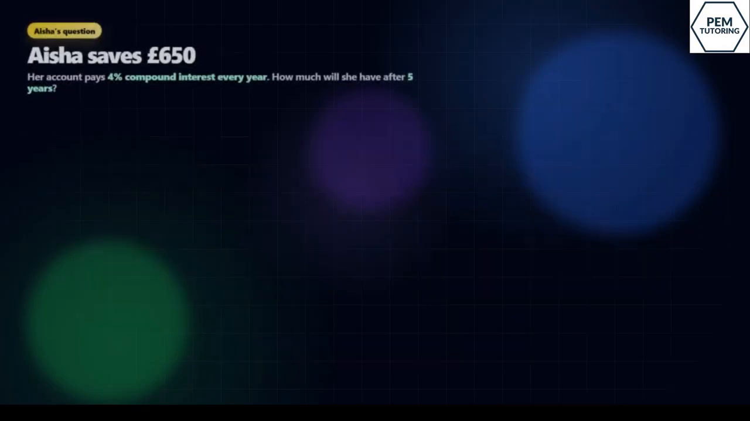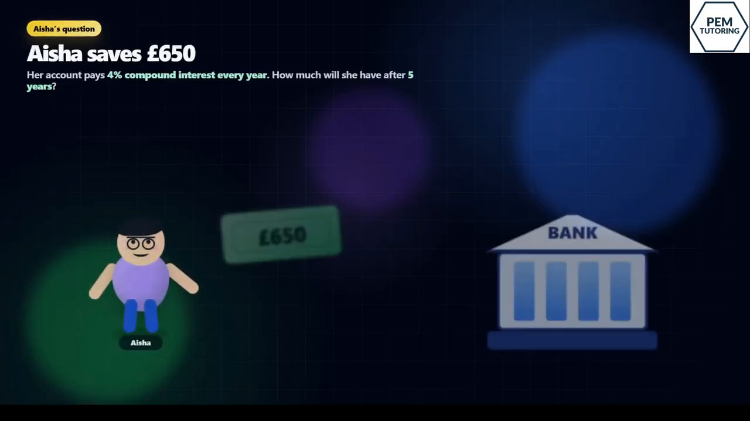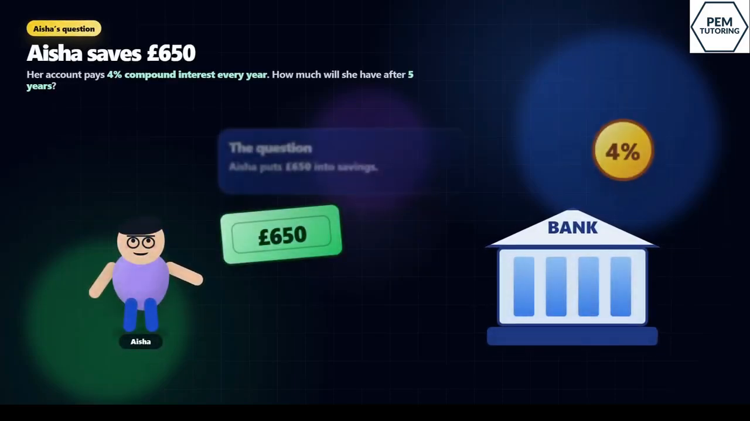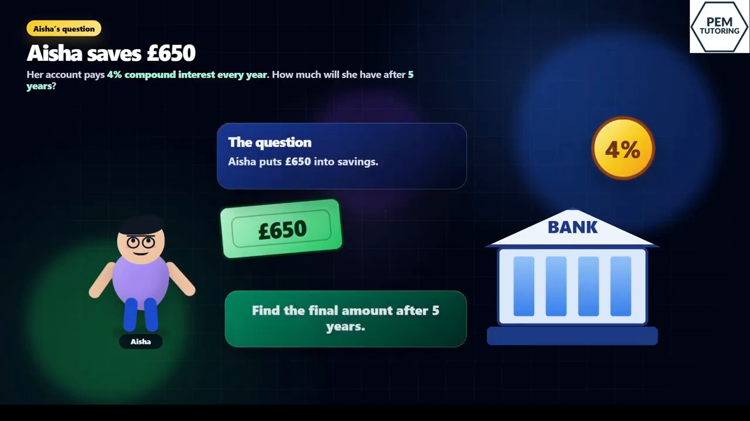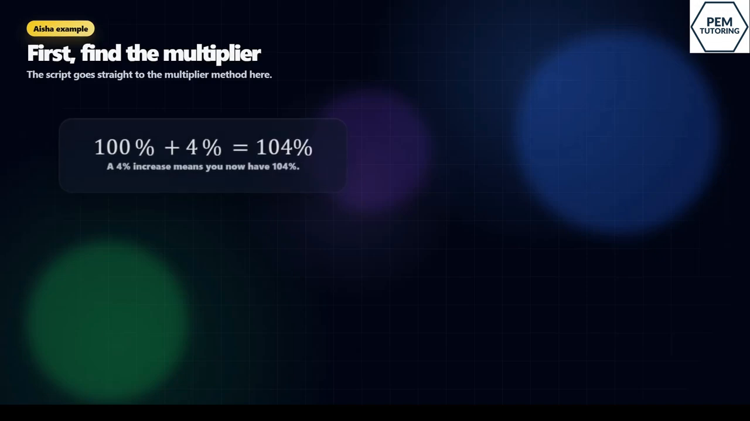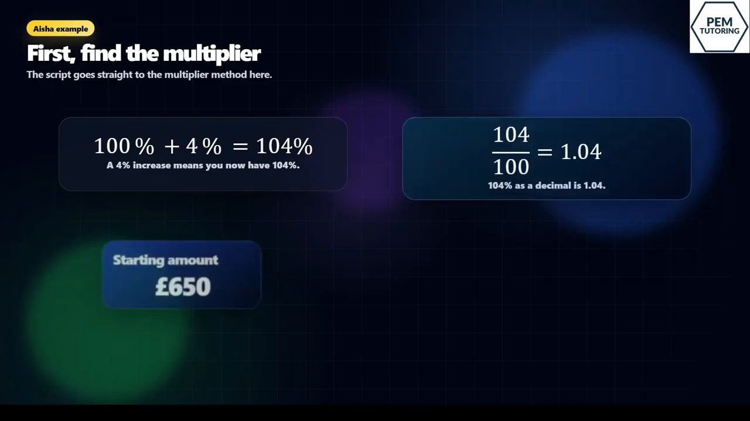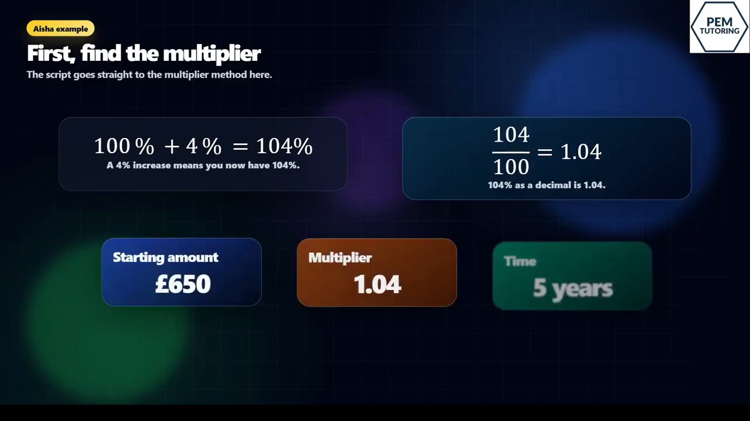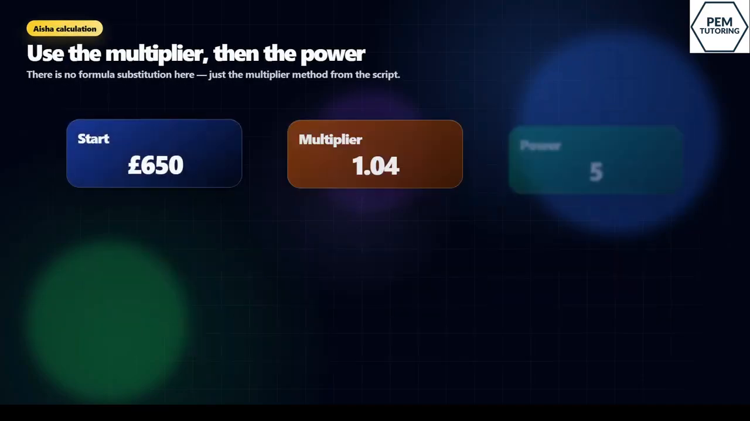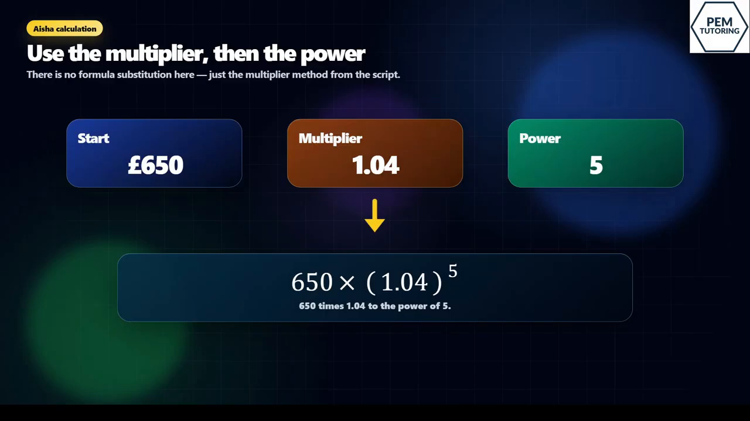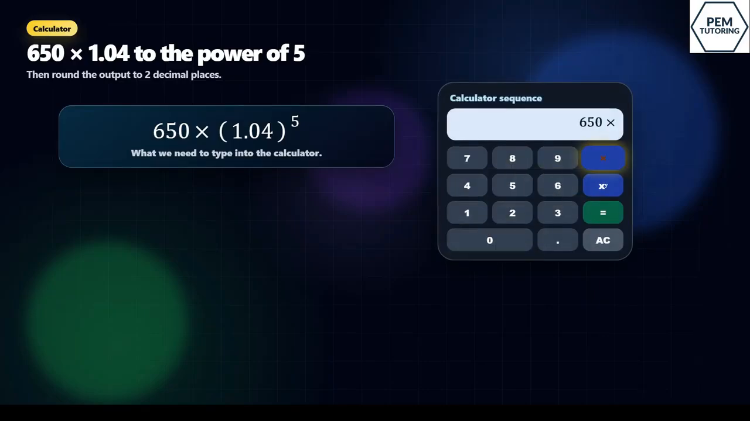Let's try another one. Aisha puts £650 into a savings account. It pays 4% compound interest every year. How much will she have after 5 years? First, find the multiplier. A 4% increase means 104%. 104% as a decimal is 1.04. The starting amount is £650. The number of years is 5. So the calculation is 650 times 1.04 to the power of 5. On the calculator, type 650 multiply 1.04 power 5 equals.